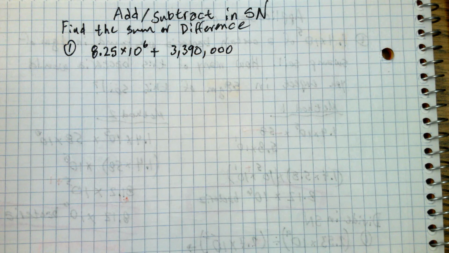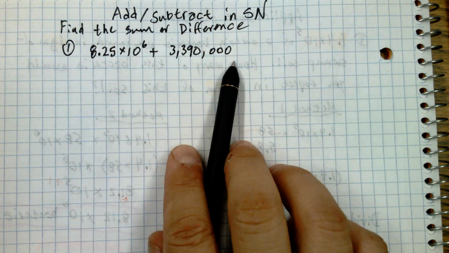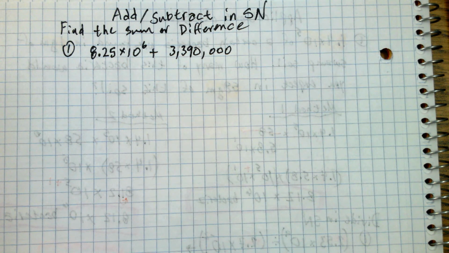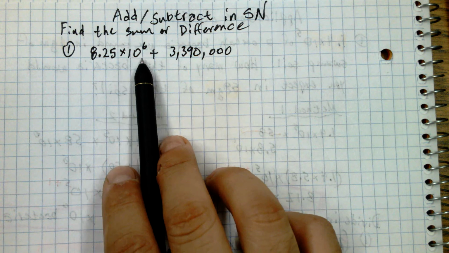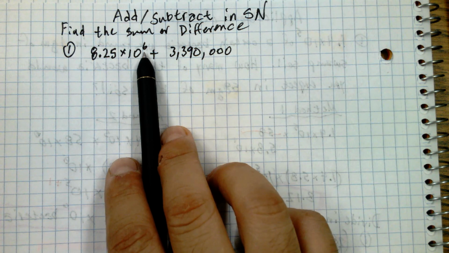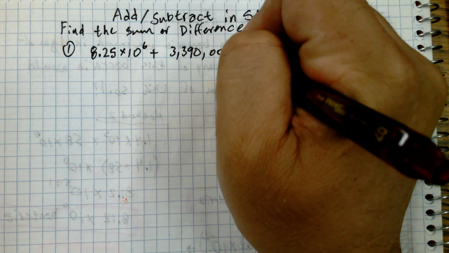We're going to add them up. But we have a little bit of a problem, right? We have one number that's in scientific notation, the other number that's not. I'm going to convert them both to something I can work with. Now, what do I want my exponent to be? 6.